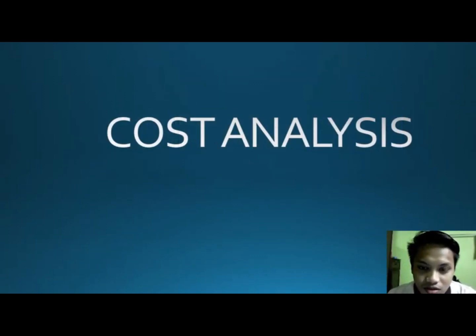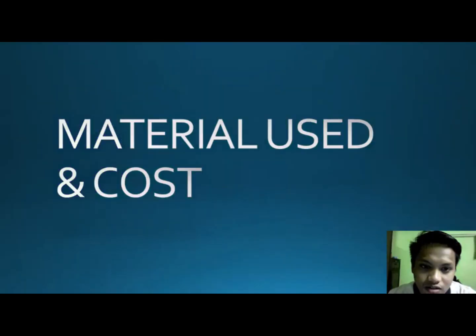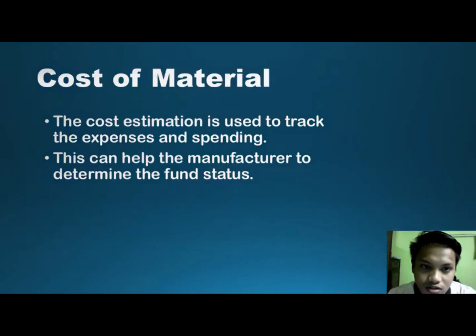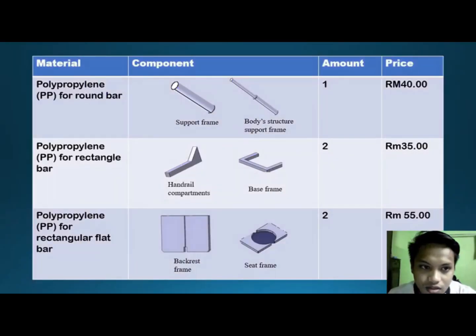I would like to talk about the cost analysis. So, we talk about material use and the cost. Cost of material. The cost estimation is used to track the expense and spending. This can help the manufacturer to determine the fund status. So the material that we use is polypropylene, PP, for round bar to make a support frame body structure.